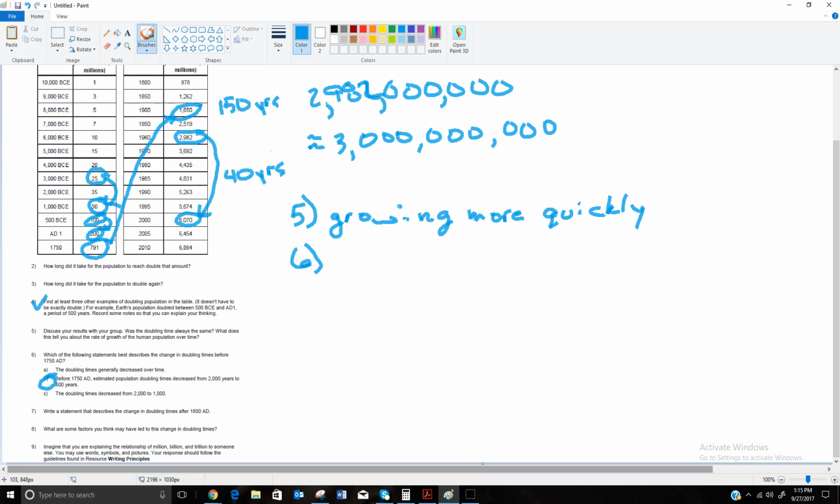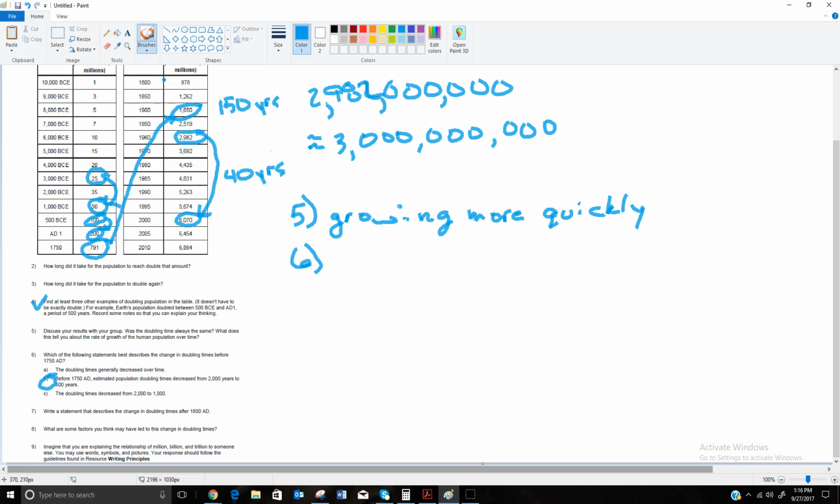Well, this one makes the most sense because we saw up here it was pretty consistent that it was doubling every 2,000 years, and then here it only took 500 years, and then it took another 500 years, and then we don't know here, they don't have 500 AD, but it was definitely decreased from 2,000 years initially to 500 years by 81. So write a statement that describes the change in doubling times after 1800.